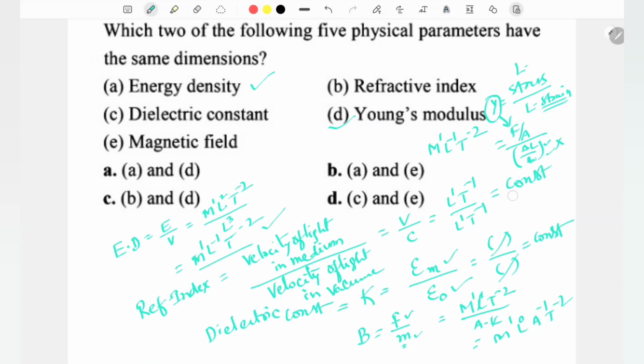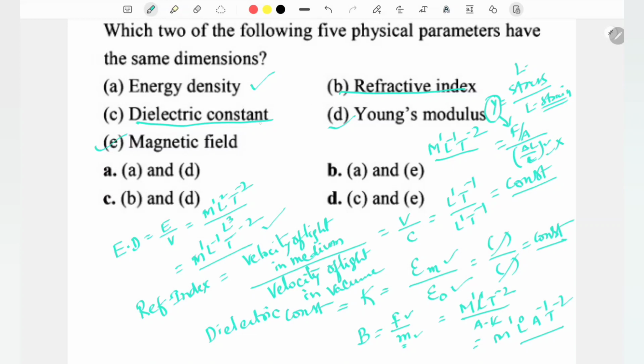Refractive index has no unit, it is a constant. Dielectric constant is also a dimensionless quantity. Young's modulus has dimensions similar to pressure, M^1 L^-1 T^-2, and magnetic field has the dimensions M^1 L^0 A^-1 T^-2. So the refractive index and dielectric constant are two constant physical quantities which have no dimensions.